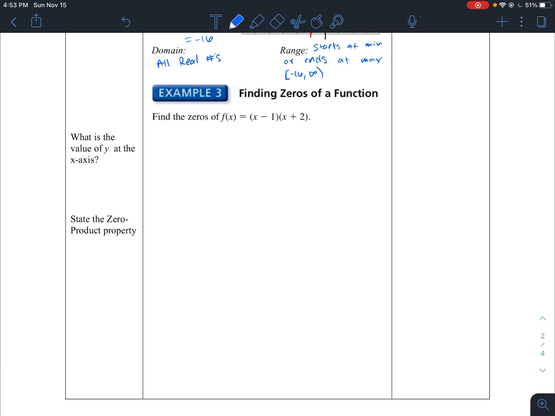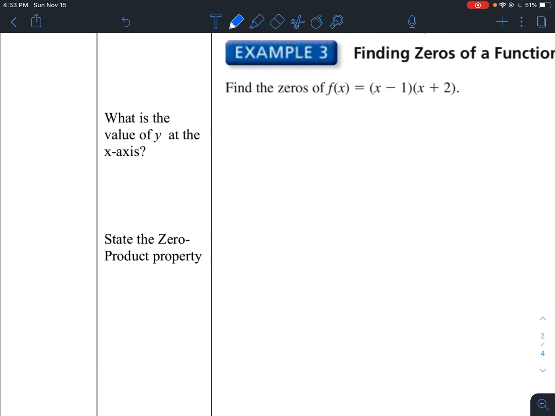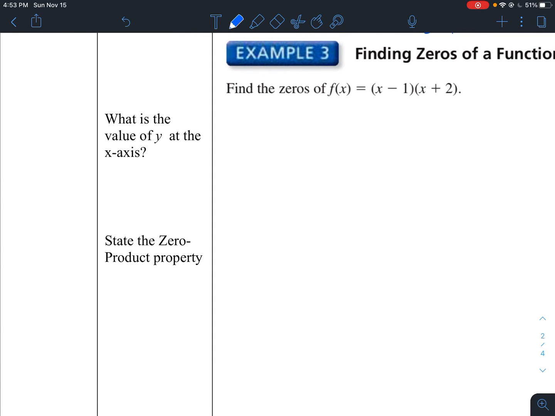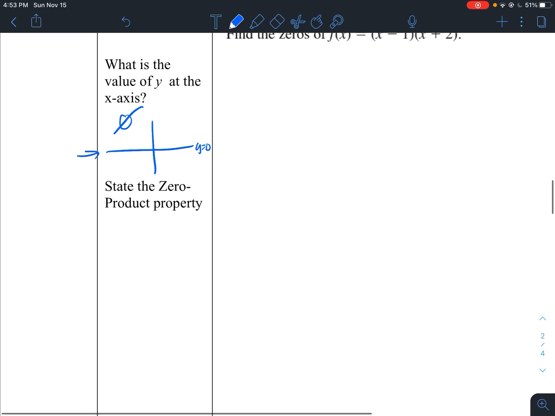Okay, so let's find the zeros of the function. So what is the value of y at the x-axis? The value of y is 0 at the x-axis. So again, if this is a graph, this is the x-axis, or it's when y is equal to 0. And the zero product property is that if a times b is equal to 0, then a equals 0 or b equals 0.